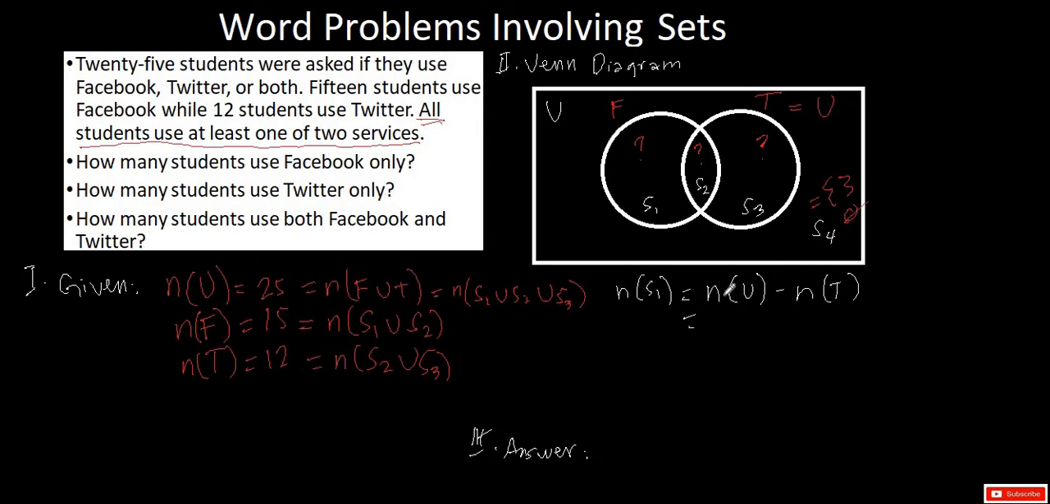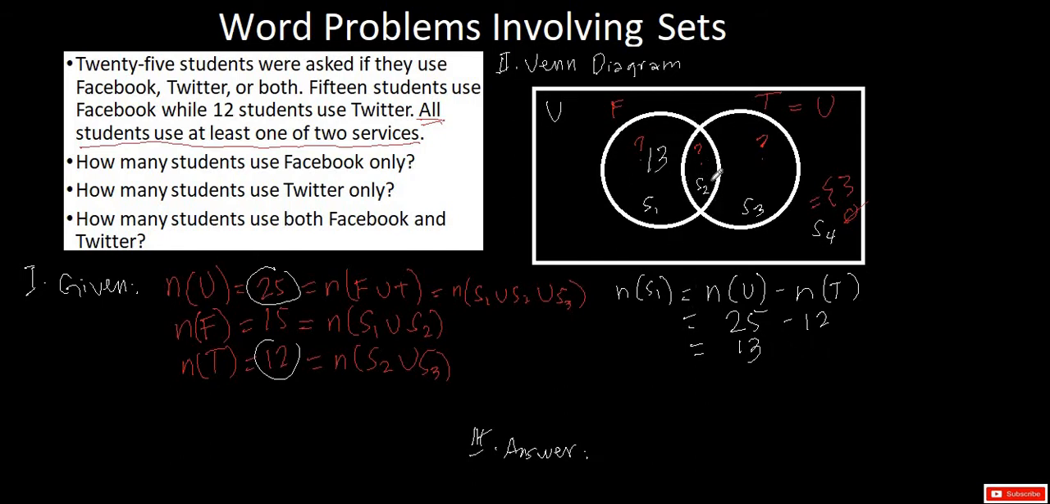And let's substitute the given in the formula. What is the cardinality of our universal set? We have 25. So 25 minus the cardinality of set T, which is 12. So 25 minus 12 is 13. So therefore, we have already computed and populated the region for S sub 1, and the answer here is 13.